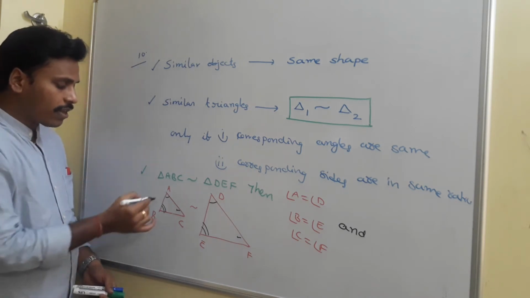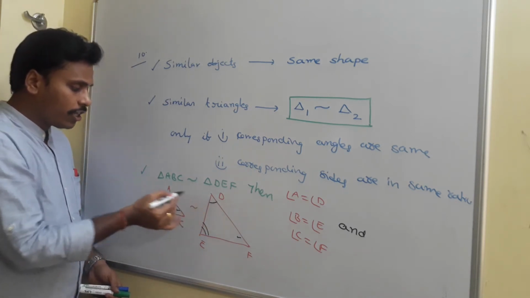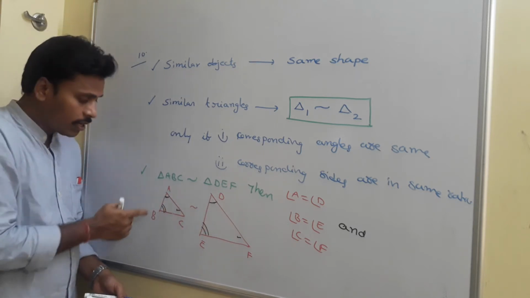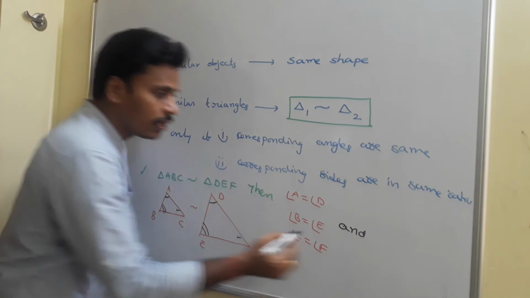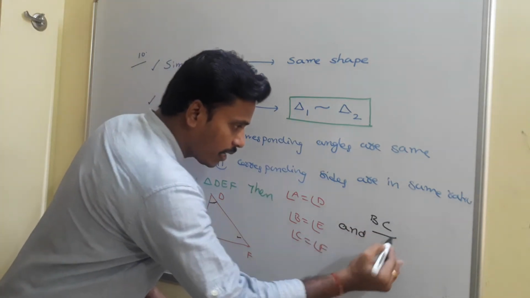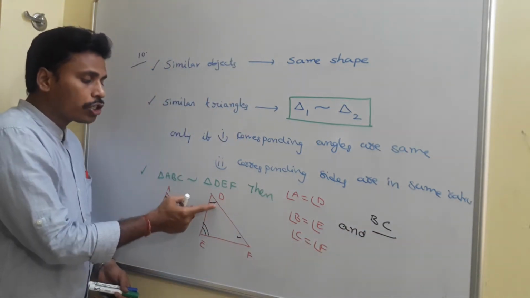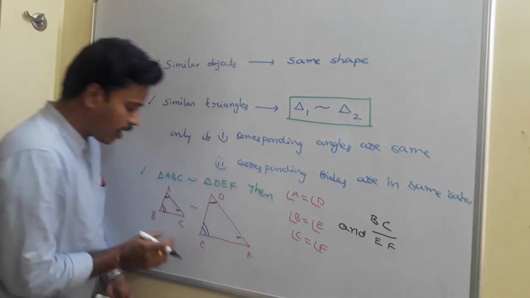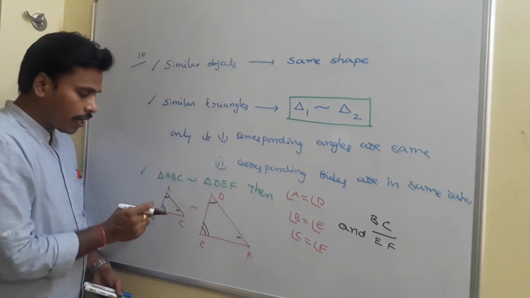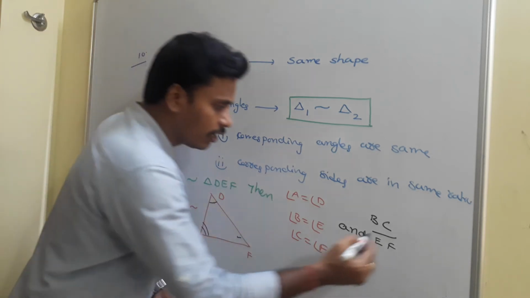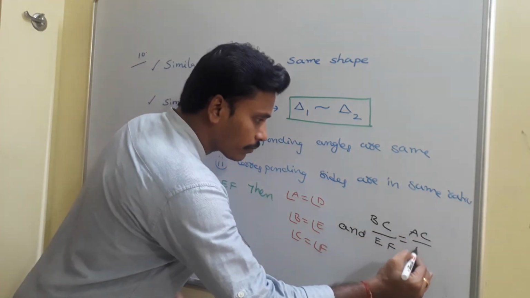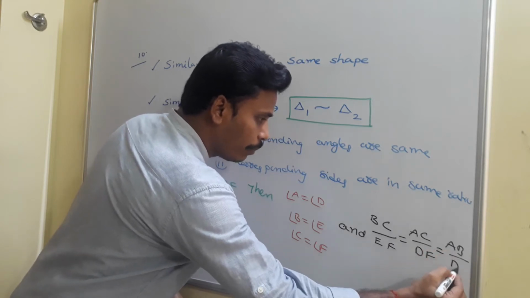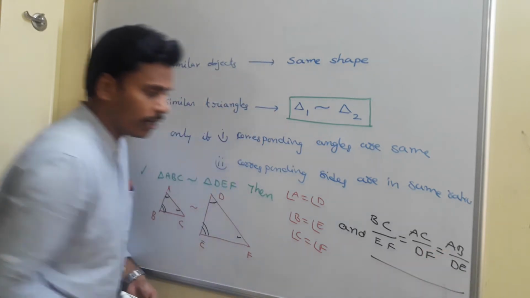That means, for example, if you look at angle A, these two angles are equal, angle A and angle D. In the first triangle, the side opposite to angle A is BC. And in the second triangle, the side opposite to angle D is EF. So the ratio between BC and EF equals the ratio between AC and DF. They are corresponding, and that ratio again equals the ratio between AB and DE. Have a look at this.